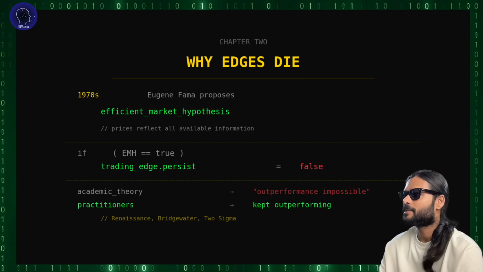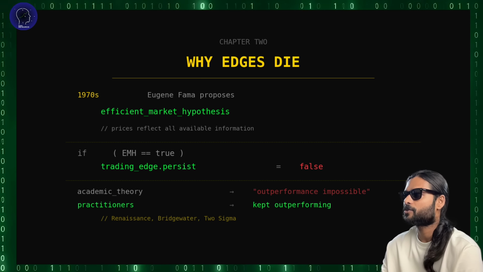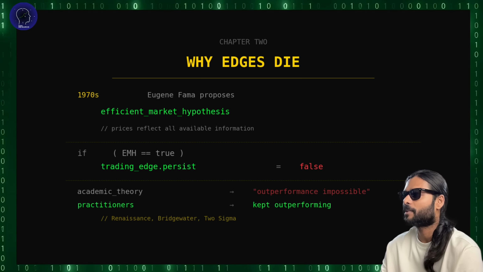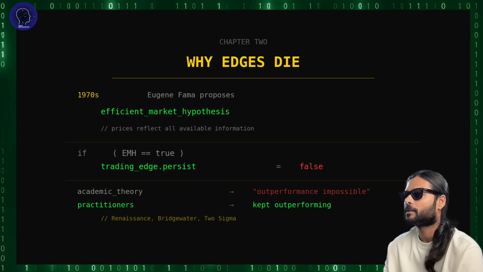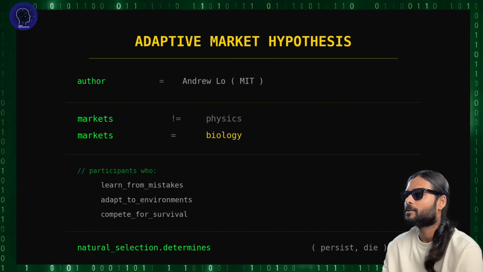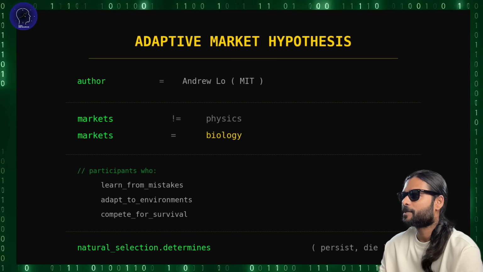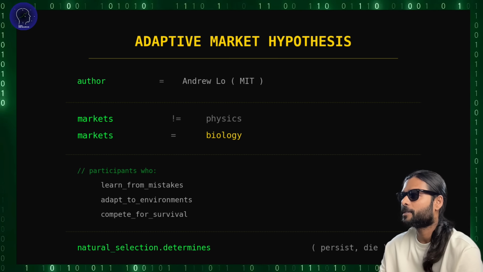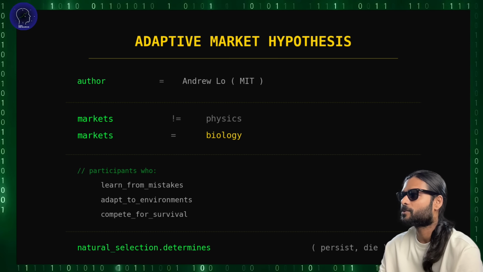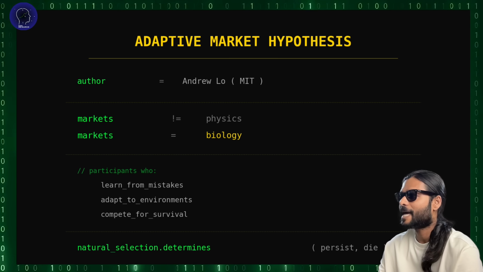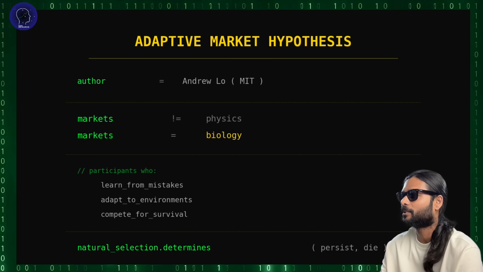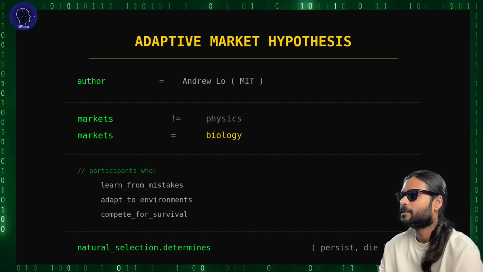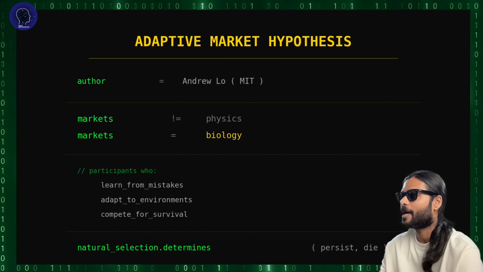Academic theory said consistent outperformance was impossible. Practitioners like Renaissance, Bridgewater, and Two Sigma kept outperforming. Andrew Lo at MIT offered a resolution. The adaptive market hypothesis treats markets not as physics, but as biology. Markets are populated by intelligent participants who learn from mistakes, adapt to environments, and compete for survival. Natural selection determines which strategies persist and which die.